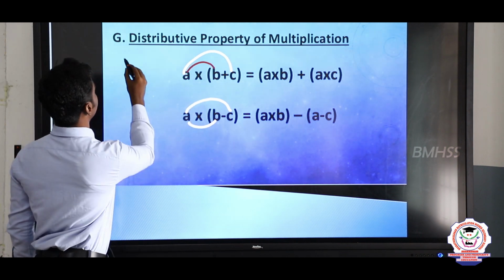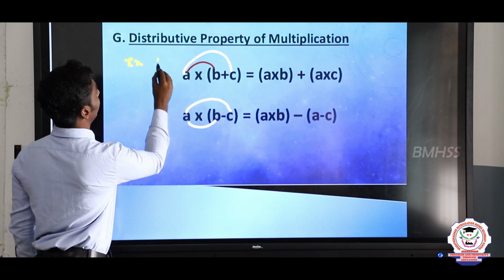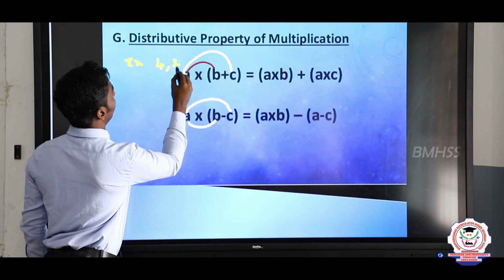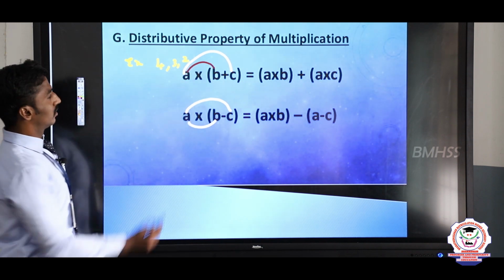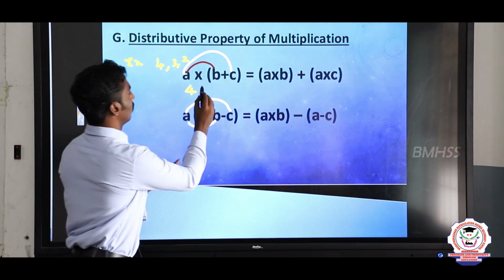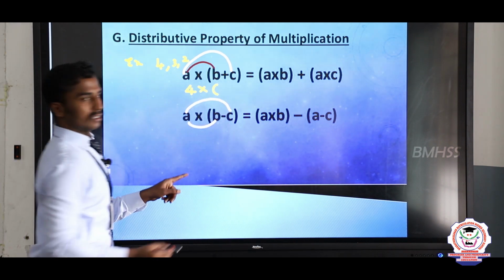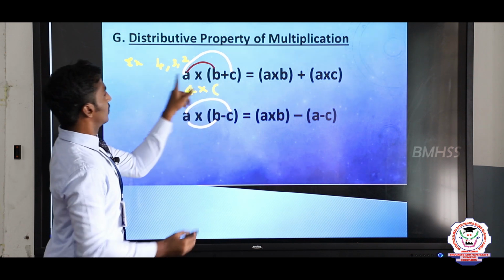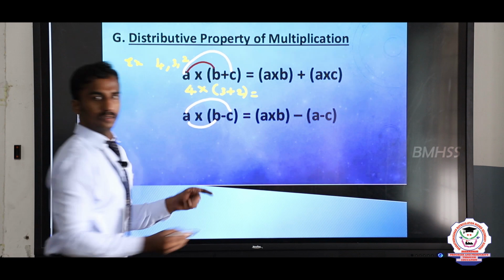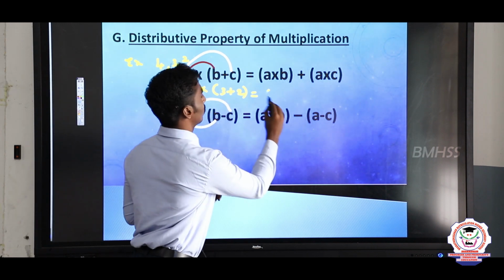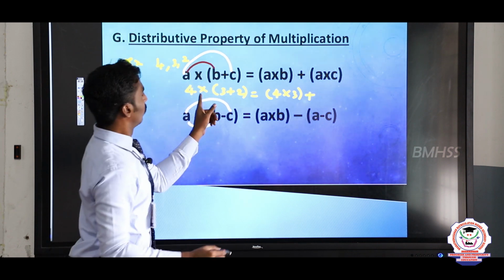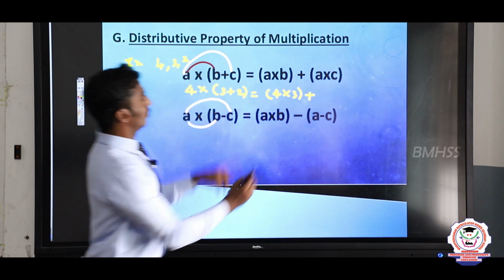Example, we take any three numbers: 4, 3, 2. A equal to 4, B equal to 3, C equal to 2. So A into B plus C equals A into B plus A into C. That is 4 into 3 plus 2 equals 4 into 3 plus 4 into 2.